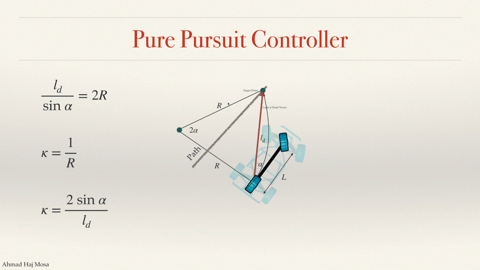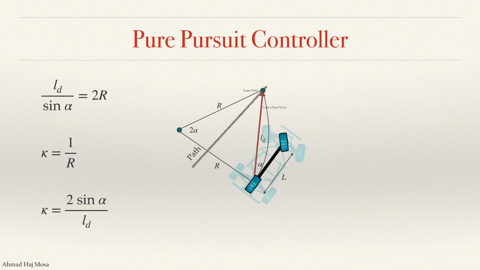Now, using trigonometric laws, we know that LD over sine of alpha is equal to 2r. Since the curvature is 1 over r, the curvature is equal to 2 sine alpha over LD. Just remember that, because we need to know the curvature of the path.